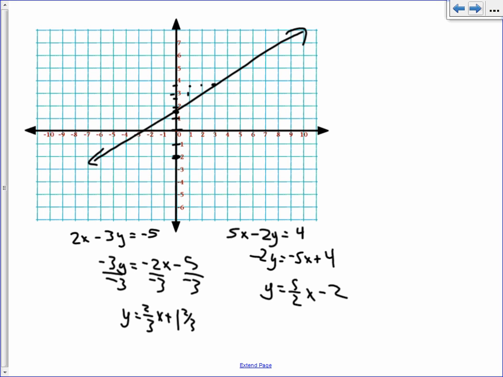Looks like I got a place where they intersect at (2, 3). Don't just go to the answer choices and guess (2, 3). Know that 2 times 2 is 4, minus 3 times 3 is negative 9, 4 minus 9 is negative 5. Know that 5 times 2 is 10, minus 2 times 3 is 6, 10 minus 6 is 4. So this point solves both equations, which means it has to be correct. Has to be.